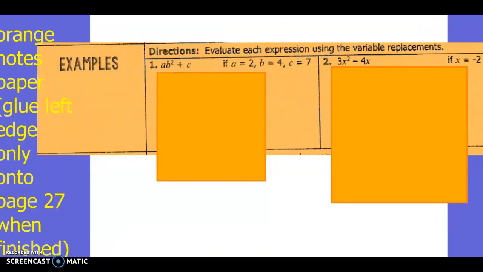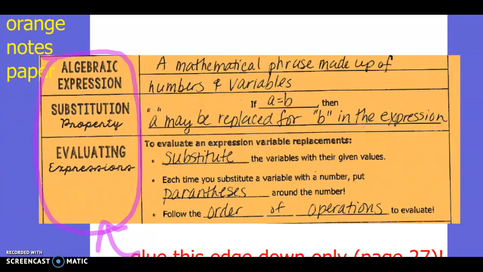So let's continue. You should have a notes page, and your notes page looks something like this. To get started, at the top of the page, let's go through some of the terminology. So next to algebraic expression, you can copy this down. You can hit pause at any time, copy this down, and then hit continue when you're ready. And I'll just read it while you're writing, if you want to hit play.